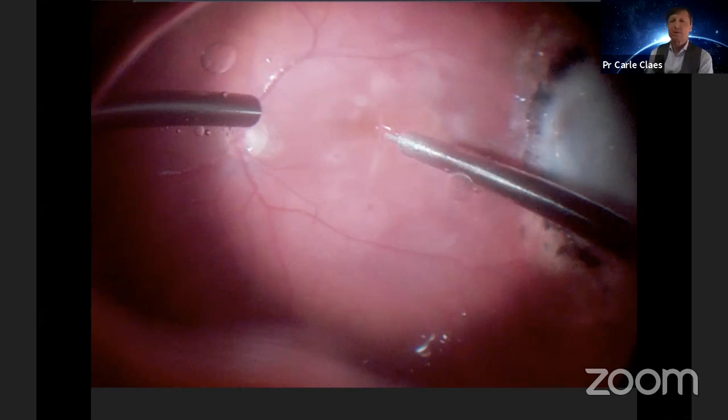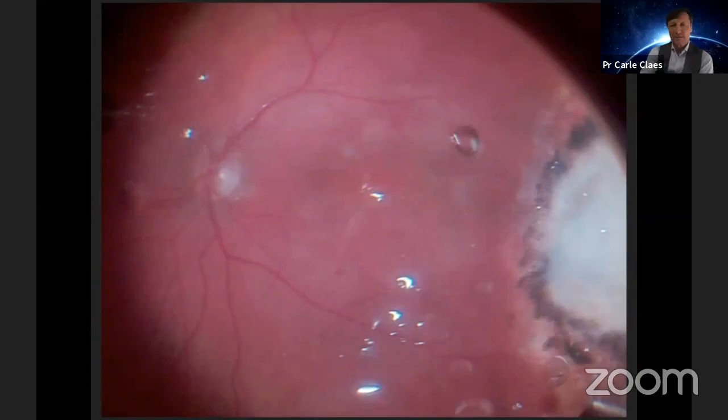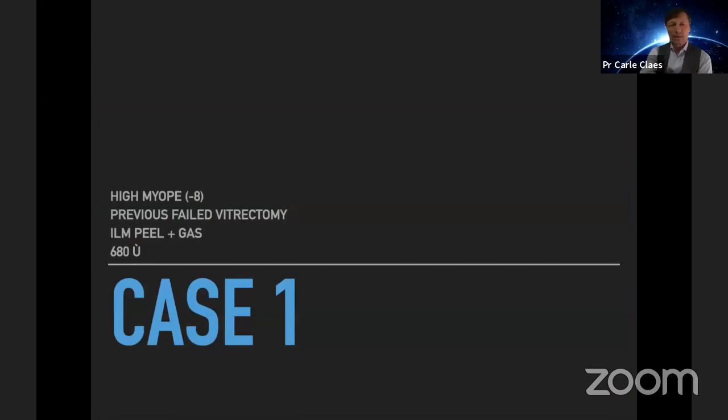This is also demonstrated in the drawing that he showed. And we see at the end of the surgery that we have complete approximation of the holes. I'll show you quickly a few cases of this high myopic eye that had been previously operated with ILM peel and gas tamponade, with an almost 700 micron macular hole.